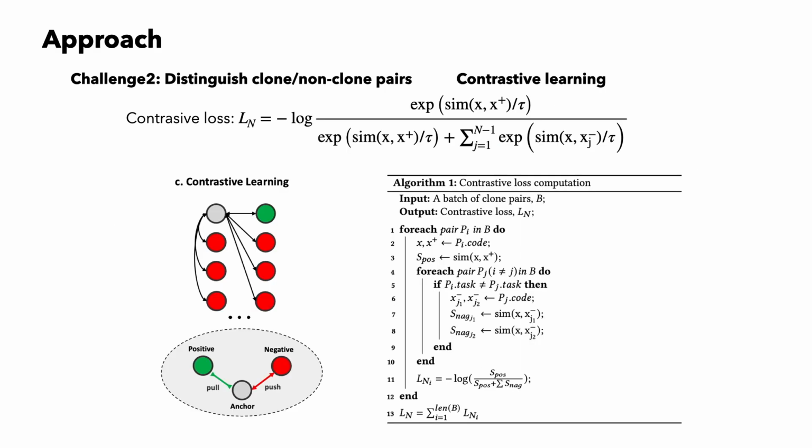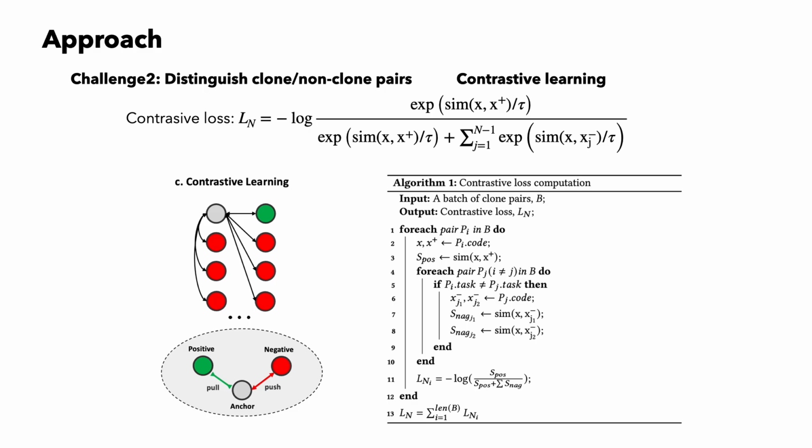The loss function for contrastive learning is shown in the slides. Tau is a hyperparameter that we tune to scale the penalties of negative samples. As shown in the figure, C4 exploits contrastive learning to learn effective representations by pulling clones together and pushing apart non-clones. The detailed algorithm of how to compute the loss is shown in Algorithm 1.